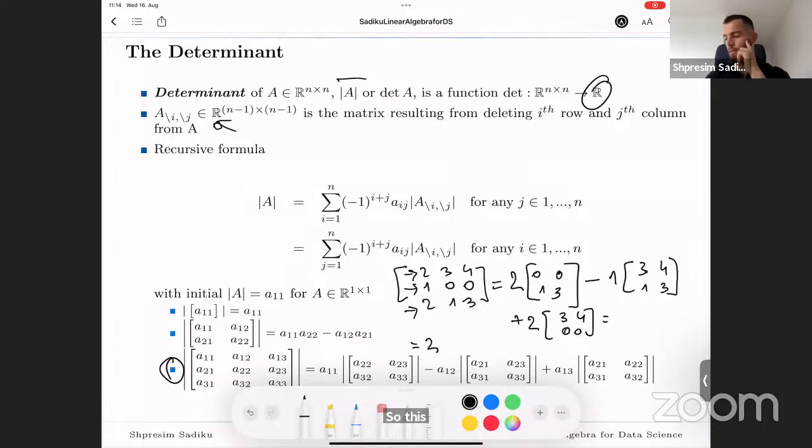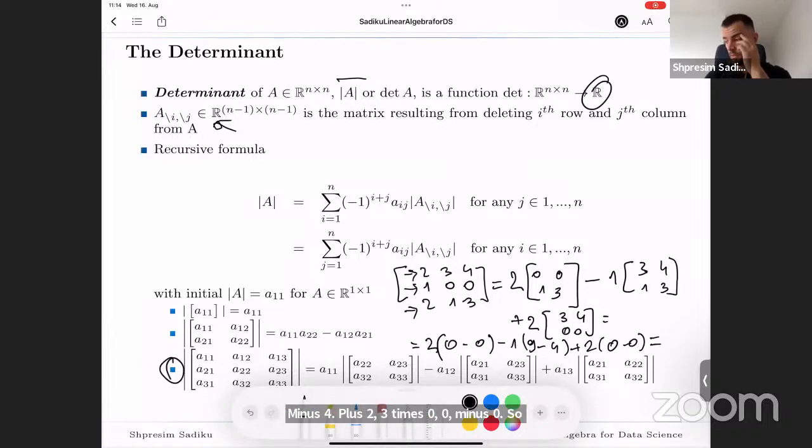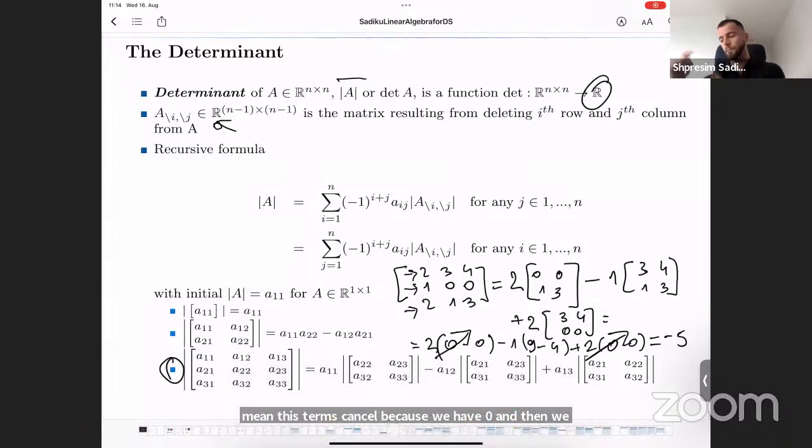This is simply 2 times (0 times 3, minus 0 times 1), minus 1 times (3 times 3, which is 9, minus 4), plus 2 times (3 times 0, minus 0). So these terms cancel because we have 0, and then we would have minus 5. Right, so this is how we would calculate the determinant of the 3 by 3 matrix, and you can start by any row or column that you want.